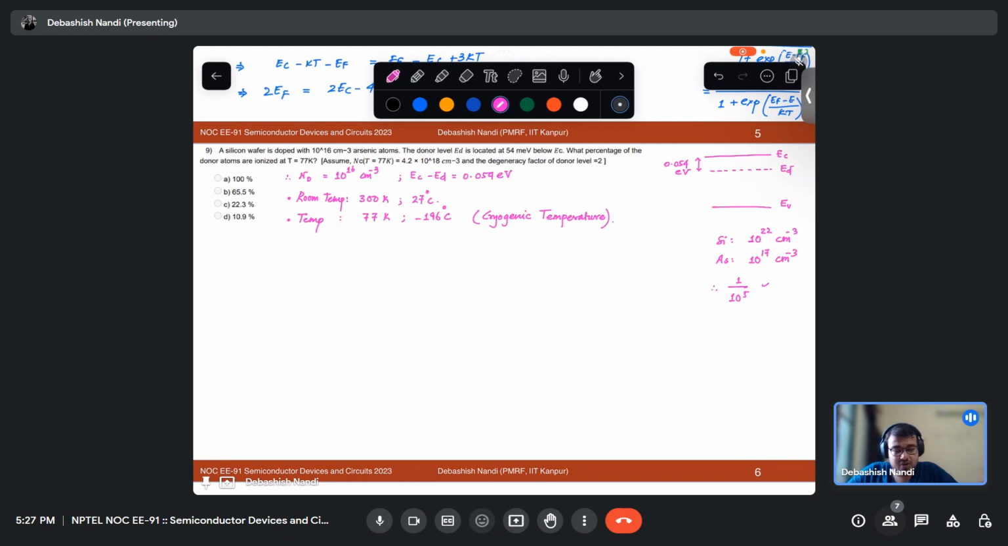Another point of view which this question demands is that you are asked to calculate what percentage of the donor atoms are ionized. Generally, we assume that Nd plus is almost equal to Nd, okay? But what is the assumption behind that? We are talking about room temperature, and we consider complete, or 100%, ionization.